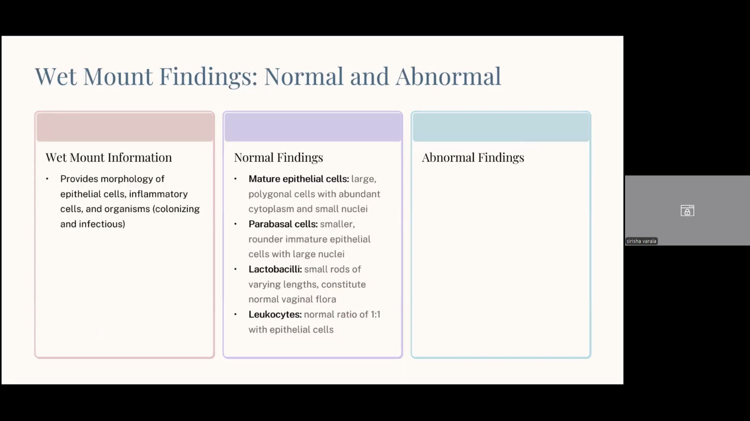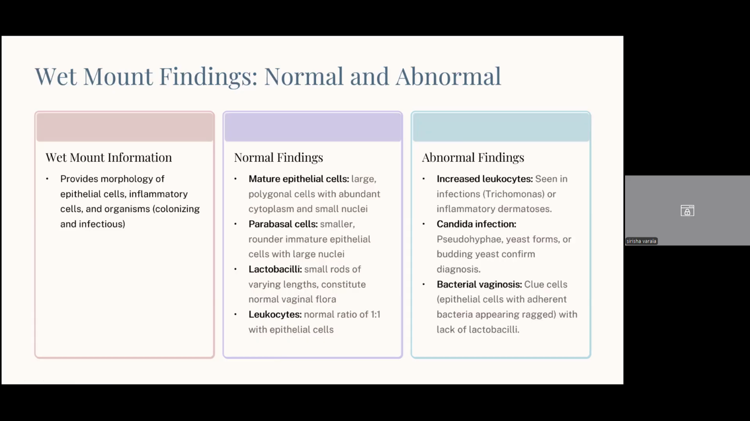We will also be able to see some parabasal cells, which are smaller cells, more in menopausal ladies. The lactobacilli are common, normal vaginal flora there, small rods of varying lengths. And we can see leukocytes in the ratio of 1:1 with epithelial cells, which is still normal. What are the abnormal findings?